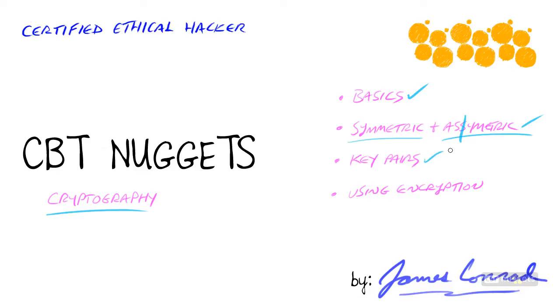Then we took a look at key pairs, which is an asymmetric kind of an algorithm, where you have, for example, a certificate that uses a public and a private key. Then we looked at using encryption by example of EFS, BitLocker, and finally, secure websites.